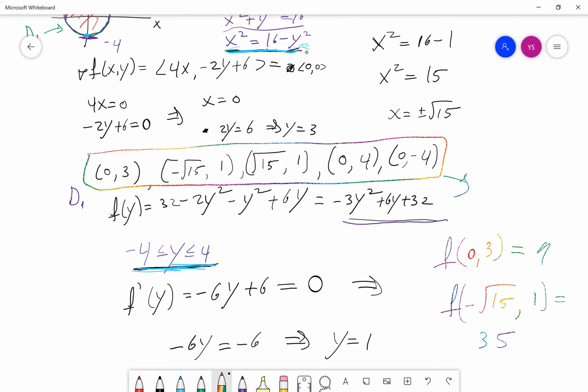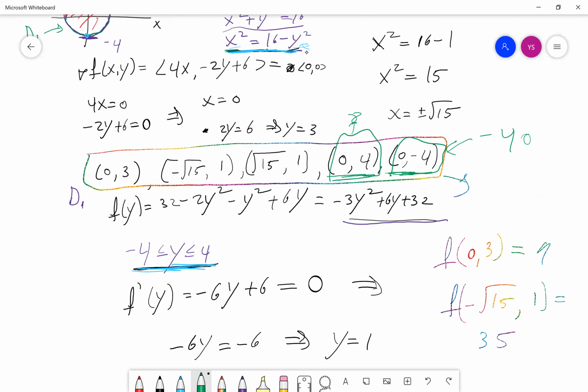And so then if you check these all individually, you would find that this point gives you the value negative 40. And then your minimum is this point over here. This point is your minimum, and it gives you 8. Okay, and that's your absolute maximum is this point, absolute minimum is that point.